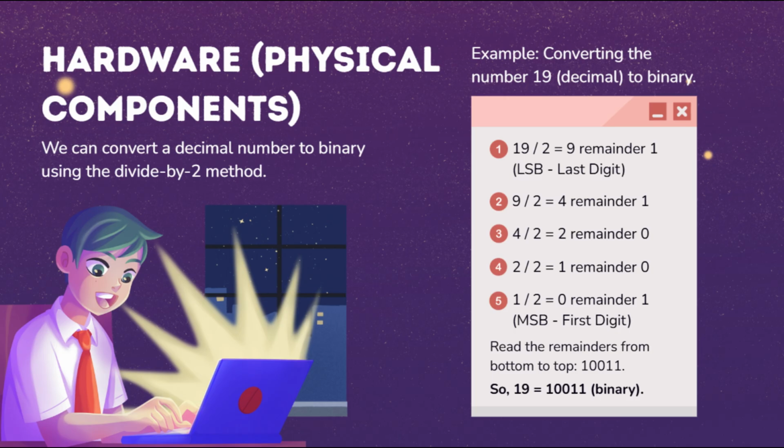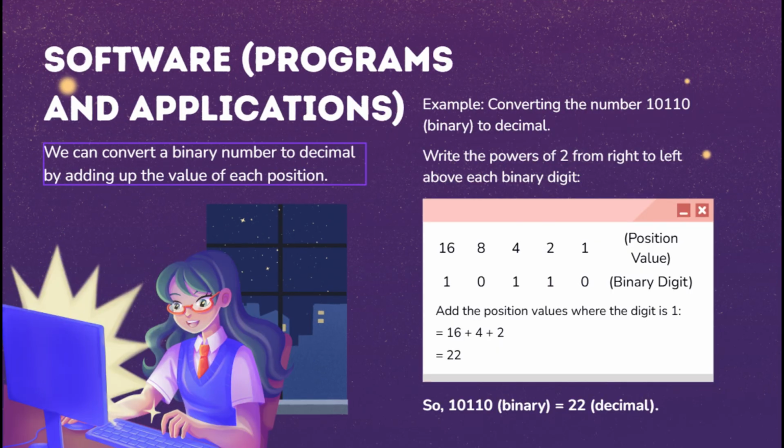Read the remainders from bottom to top: 1, 0, 0, 1, 1. So 19 equals 10011 binary. Next page, I want to explain all about software, programs and applications.